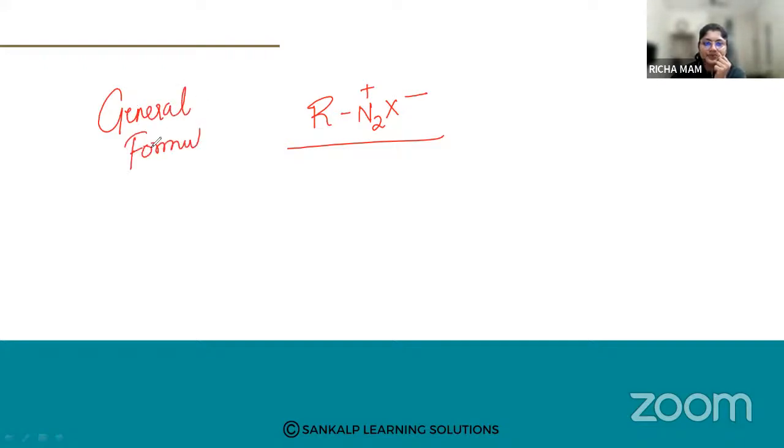Any difficulty in today's class? Any doubts on any particular concept? Today we have completed amines. Tomorrow we will study diazonium salts separately. How do we represent a diazonium salt? The diazonium salt is RN2 plus X minus. This is the general formula, just as an introduction.